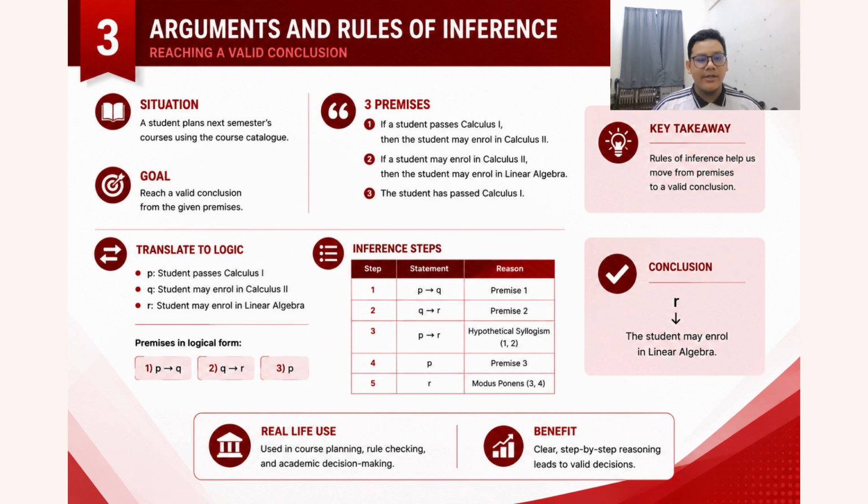Next, we apply the rules of inference. Using hypothetical syllogism, we combine the first two premises and obtain P implies R. This means that if the student passes Calculus 1, then the student may enroll in Linear Algebra. Since premise 3 confirms that P is true, we apply modus ponens and conclude that R is also true. Therefore, the final conclusion is that the student may enroll in Linear Algebra. This example demonstrates how logical arguments and inference rules can be used to reach a valid conclusion in a clear and systematic way.